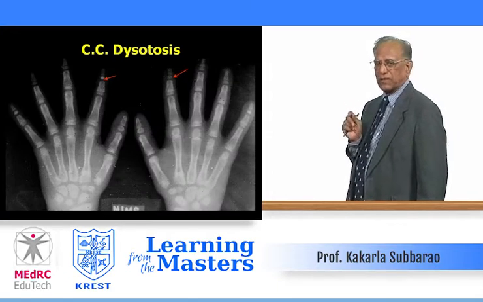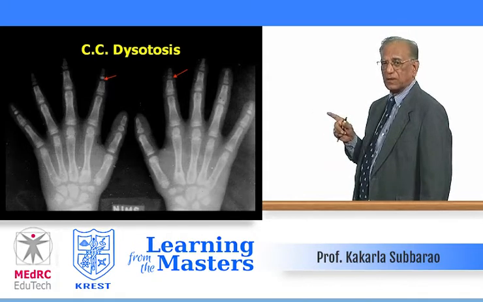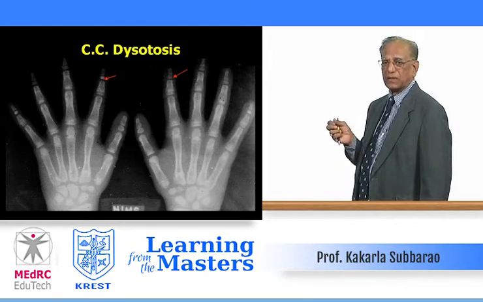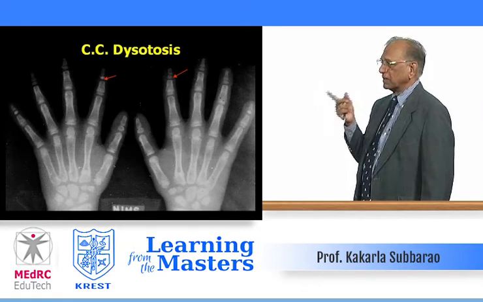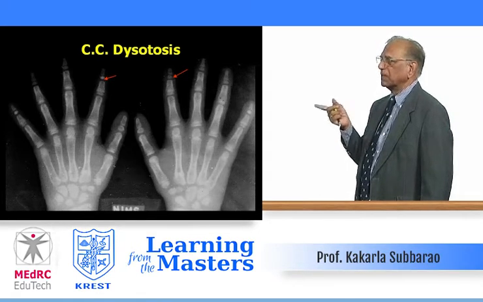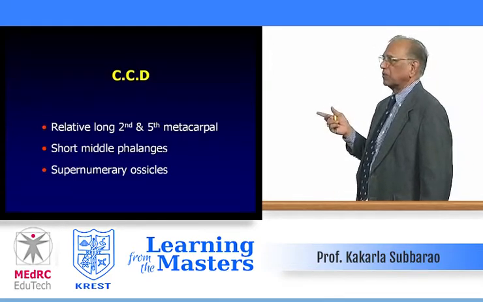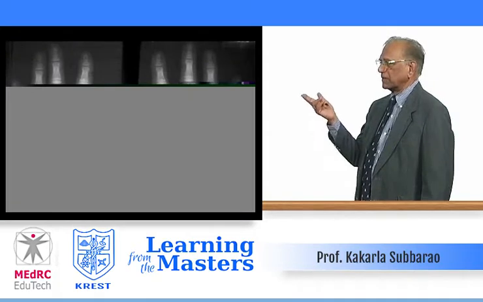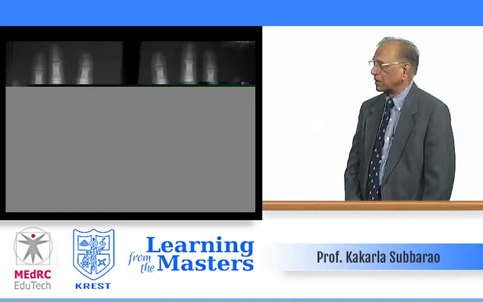Cleidocranial dysostosis. You remember earlier we said regarding pycnodysostosis, it is a hybrid between marble bone disease and cleidocranial dysostosis. In the sense, cleidocranial dysostosis also you can get tapering distal phalanges or occasionally acro-osteolysis. And here, the accessory center for the second metacarpal at the base is another important sign. Relatively long second and fifth metacarpal bones, short middle phalanges, and supernumerary ossicles. This is the one example of accessory ossification center at the base of the second metacarpal. That's why it is long.